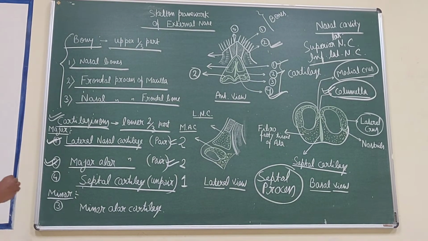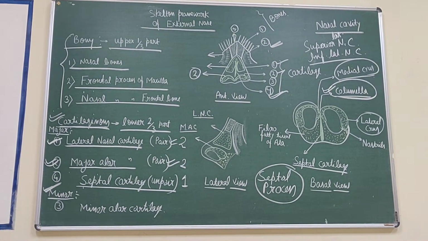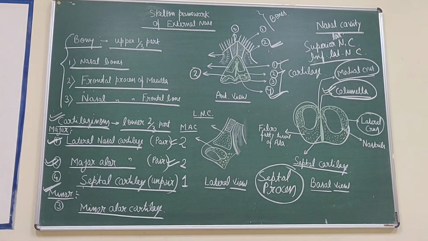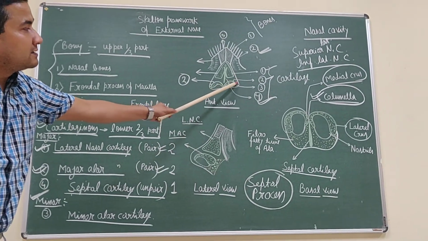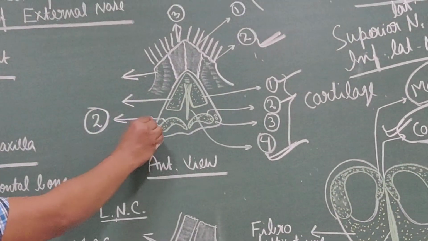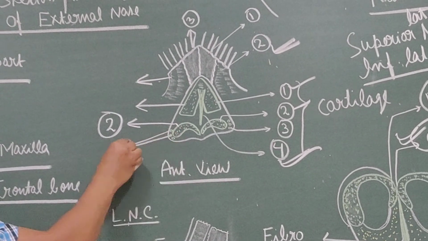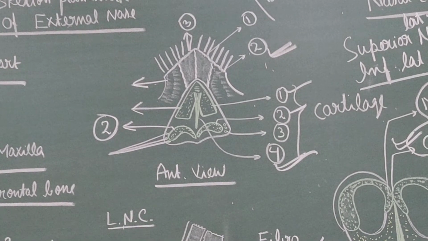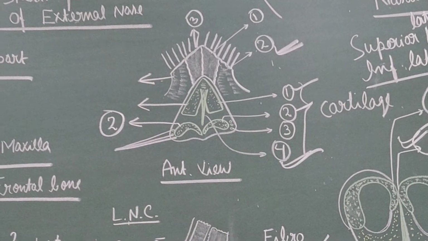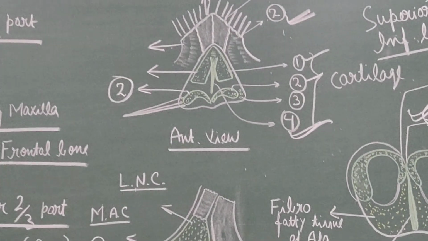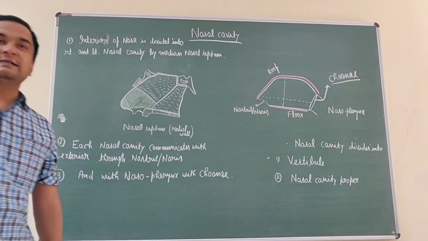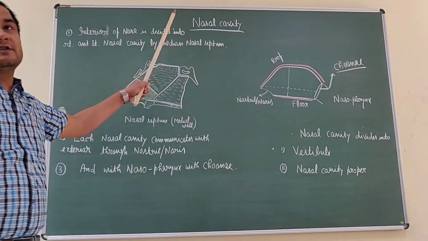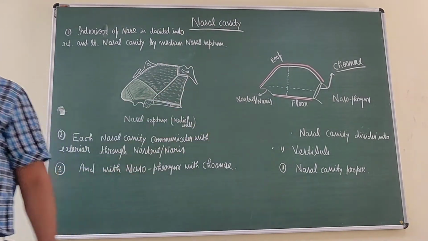Then there are a few minor cartilages. These are minor alar cartilages. These minor alar cartilages are present in the alar, and they are 3 to 4 in number. Now after the skeleton framework of the external nose, now the interior of the nose, that is the nasal cavity.